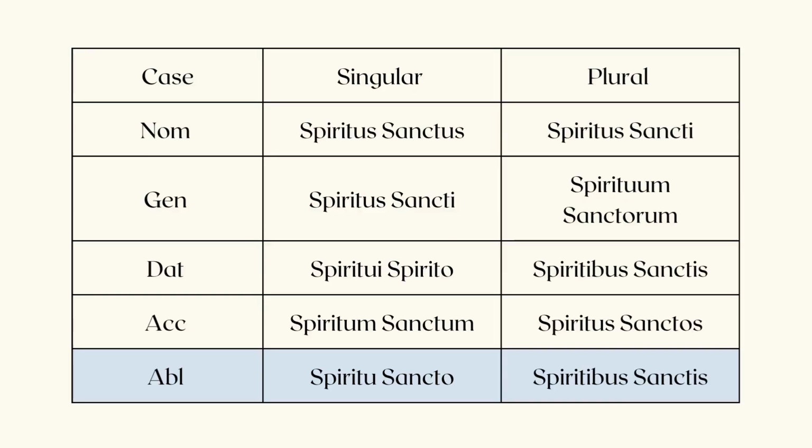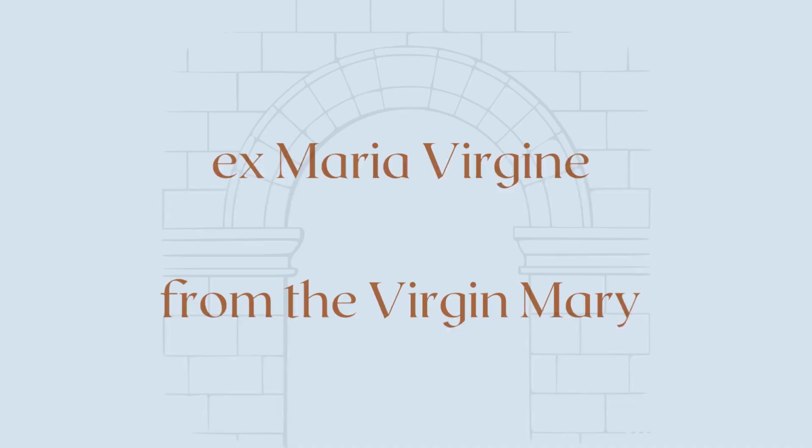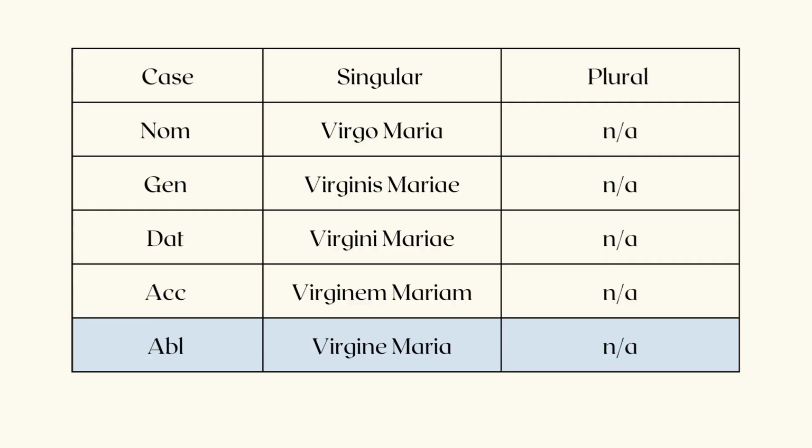Okay, so examples. De Spiritu Sancto, by the Holy Spirit. De means by, it's a preposition, and Spiritus Sancto is the ablative form of Spiritus Sanctus. Ex Maria Virgine, from the Virgin Mary. Ex means from, and Maria Virgine is the ablative form of Virgo Maria or Maria Virgo.